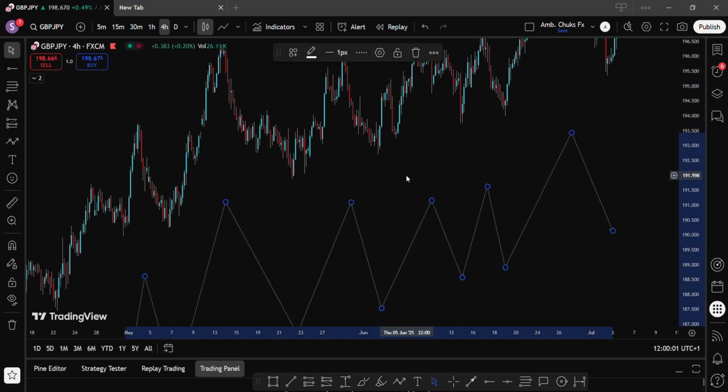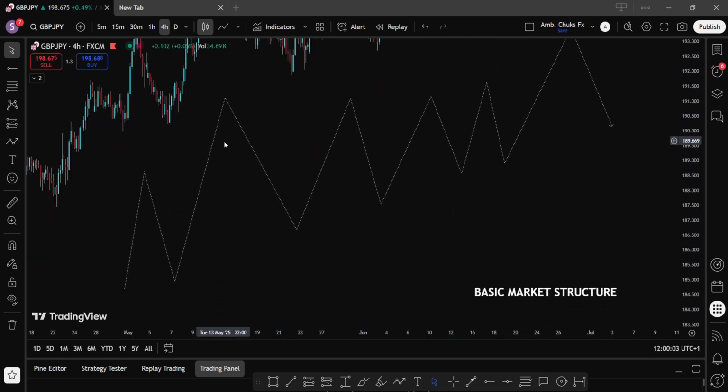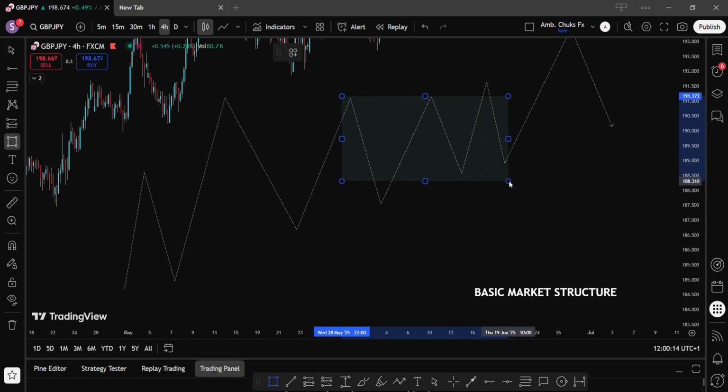So if we bring this thing out, we can see that price is what? Higher high, higher low. So at this point now, this is like a range, right? This is like price ranging within here. Let me mark it out. So this is like price ranging within this here, right? This is like price going up, down, up, down.